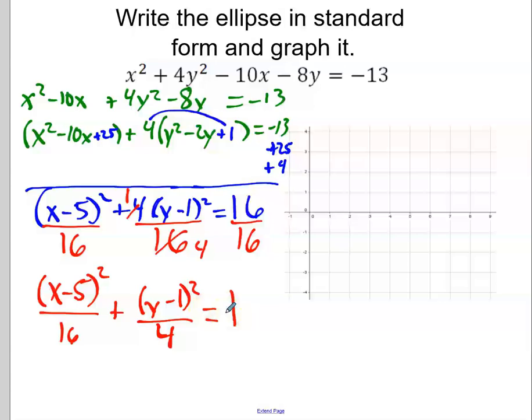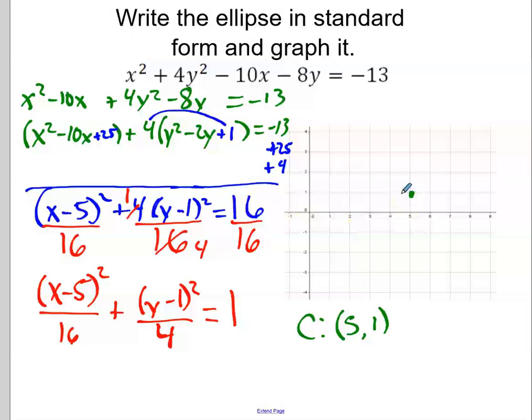All right, now we've got this in the same format as the other ones, and so now we can graph it using the same process we were doing on the last 2 problems. So we find the center, which in this case is 5, 1. So we go over 5, up 1.